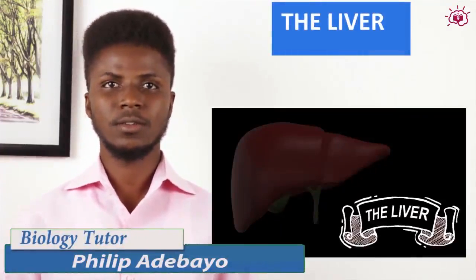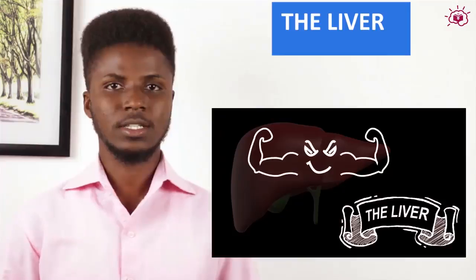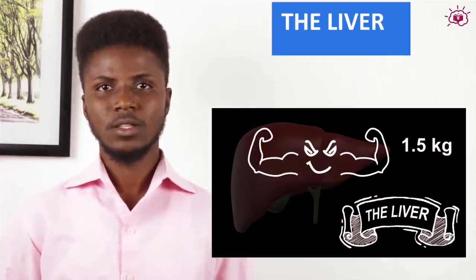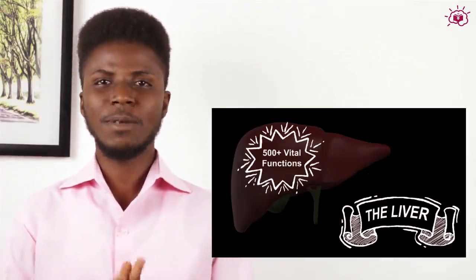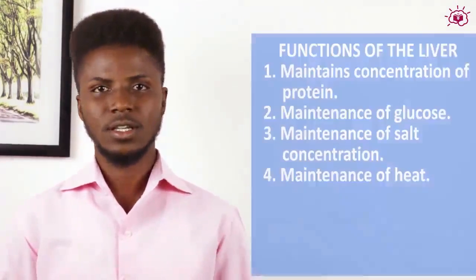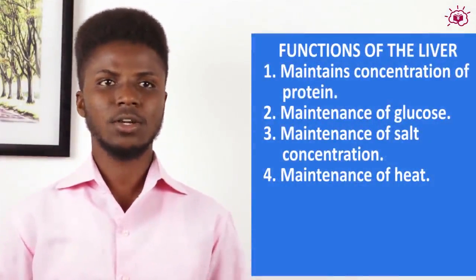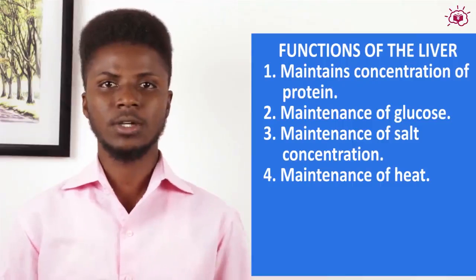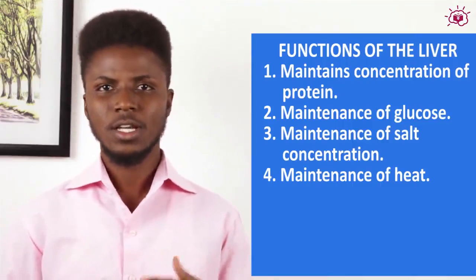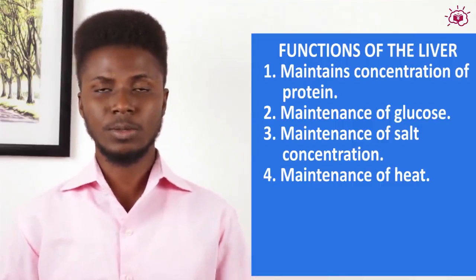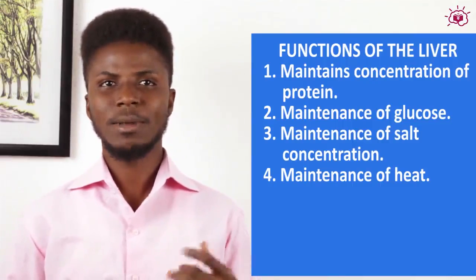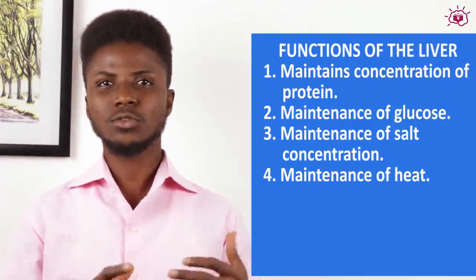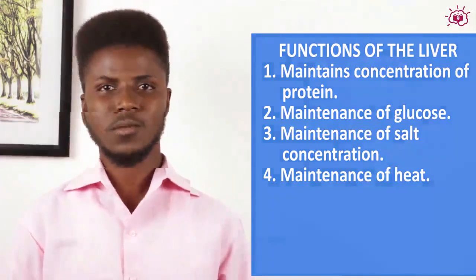So we'll be moving further to the liver. The liver is one of the largest organs in the body, and in fact it's one of the heaviest organs of the body. The liver performs many vital functions, including maintenance of the concentration of protein in the body, maintenance of glucose, maintenance of salt concentration, maintenance of heat, and so many other functions.